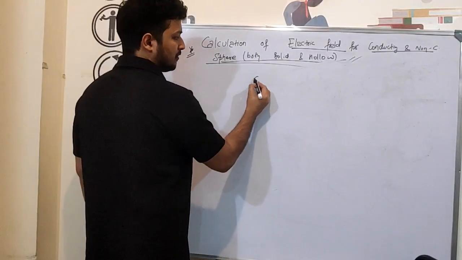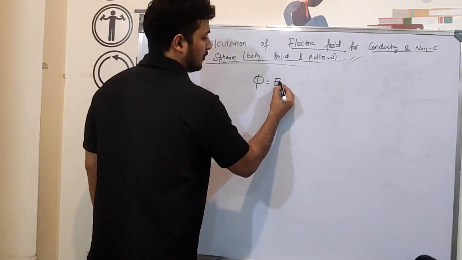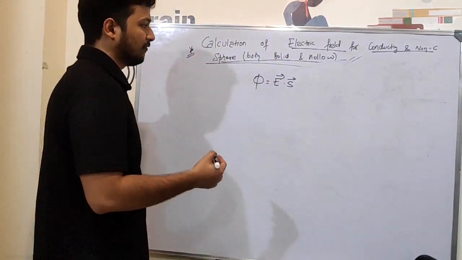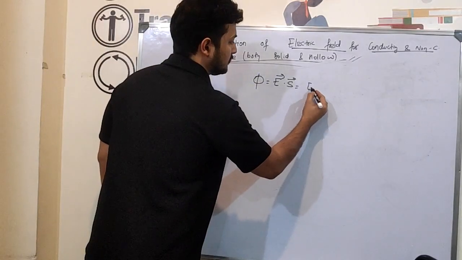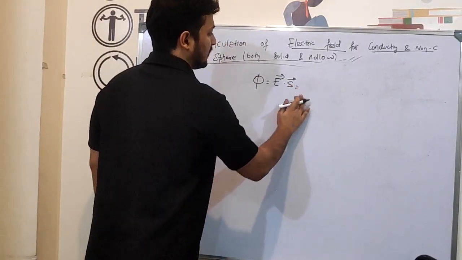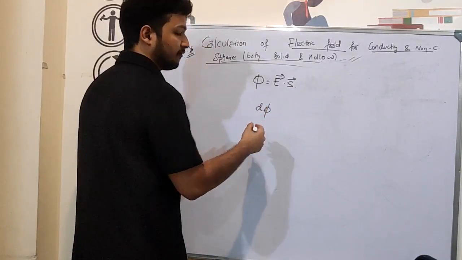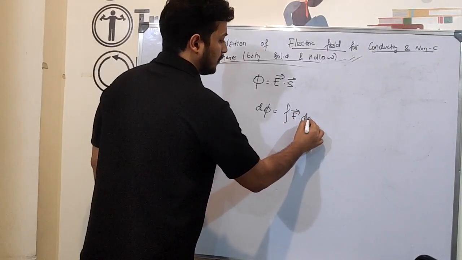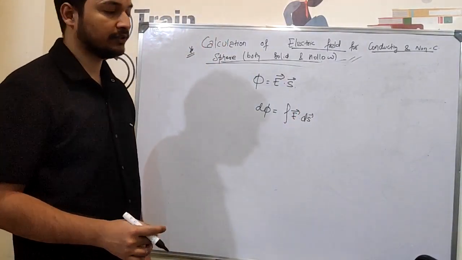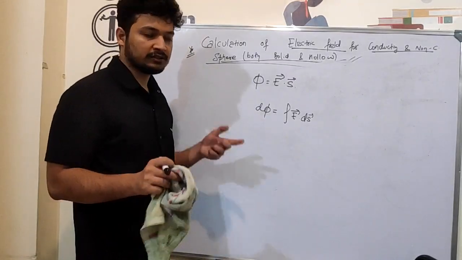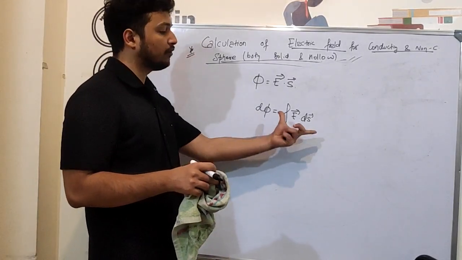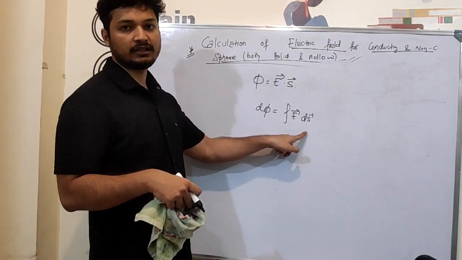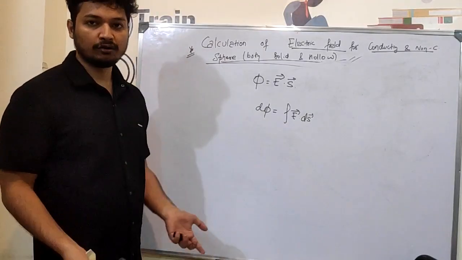And one thing I missed: flux will be equal to nothing but electric field multiplied by the surface area. And if we don't know the surface area, then for the infinitesimal amount of electric flux, the value will simply be the integration of electric field multiplied by the elemental surface area. We are going to use these formulas. That's why it's important to point out how electric flux is connected to electric field and the surface area, and also to Gauss law.